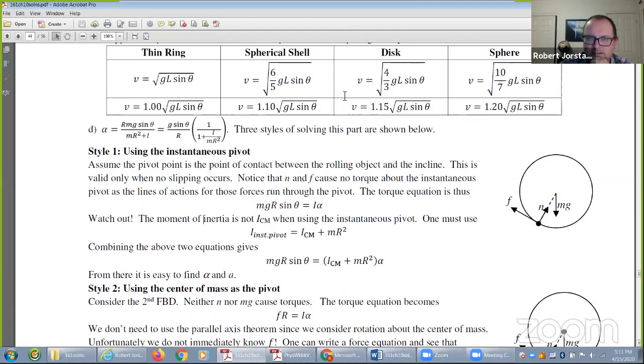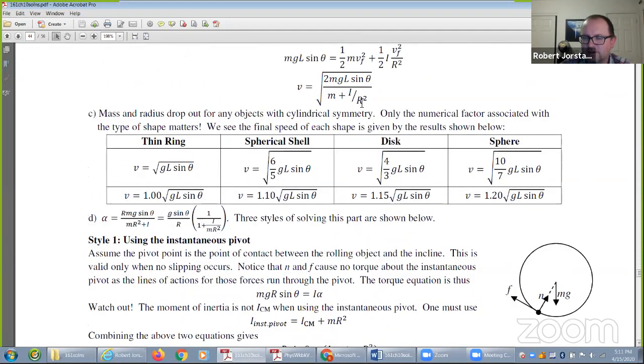Look at these. There's a moment of inertia in the basement. The one with the smallest moment of inertia should win, right? Because the fastest one means it got down the hill fastest. So whichever one has the smallest moment of inertia will get down the hill fastest. Think of it another way. How about this?